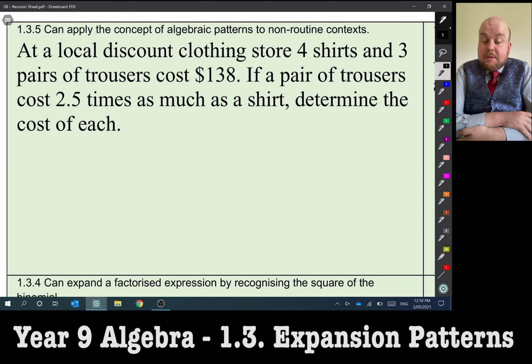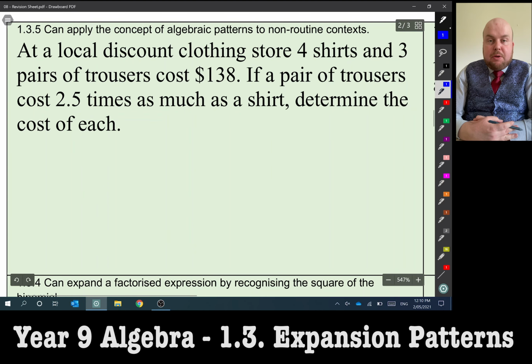1.3.5 can apply the concept of algebraic patterns to non-routine contexts. At a local discount clothing store, 4 shirts and 3 pairs of trousers cost $138. If a pair of trousers costs 2.5 times as much as a shirt, determine the cost for each.